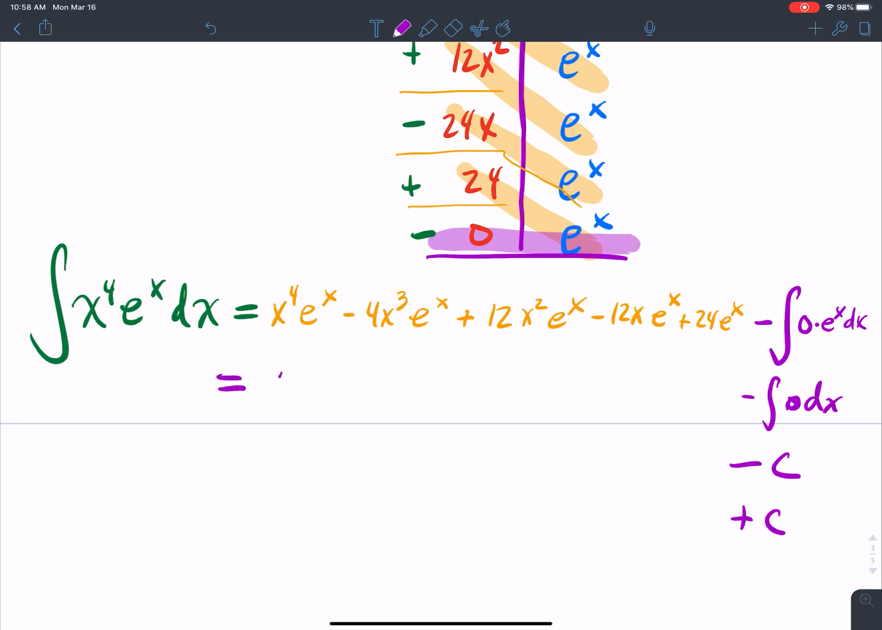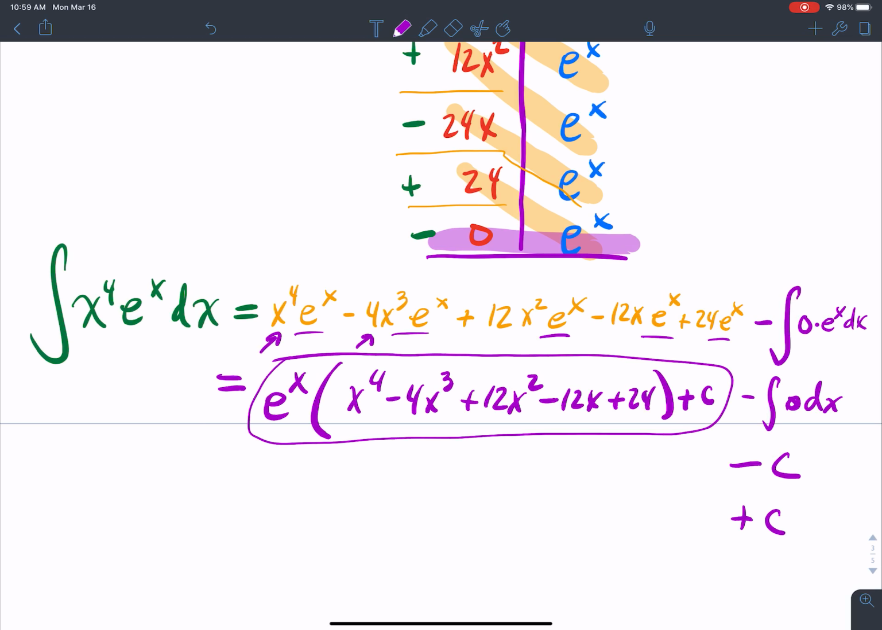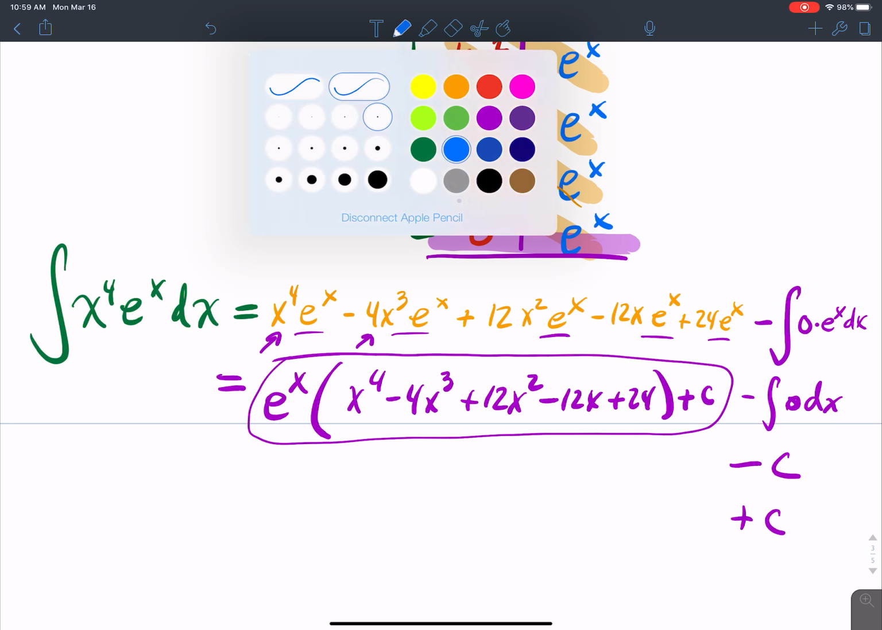So my final answer, I think I can factor an e to the x out of each one of these terms, right? So let's factor an e to the x out of those, and what do we have left? We got x to the fourth minus 4x cubed plus 12x squared minus 12x plus 24, close parentheses, and then plus c. And that's my final answer right there. So not too bad, kind of cool how that just wiggles its way out.